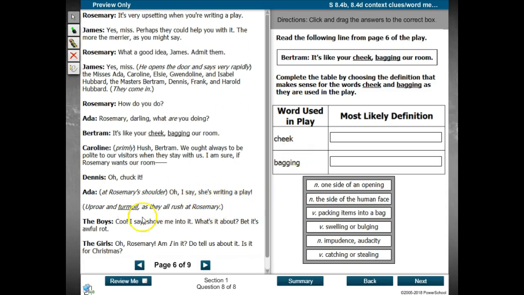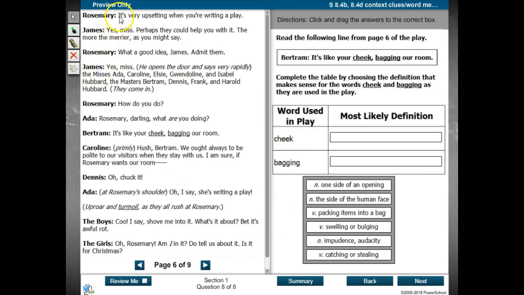Like, this is weird. So read it a few times. What do you think cheek means? It's like your cheek bagging our room. Does cheek mean one side of an opening, the side of a human face, packing items into a bag, swelling or bulging, impudence or audacity, catching or stealing? And then you want to figure out what bagging means.